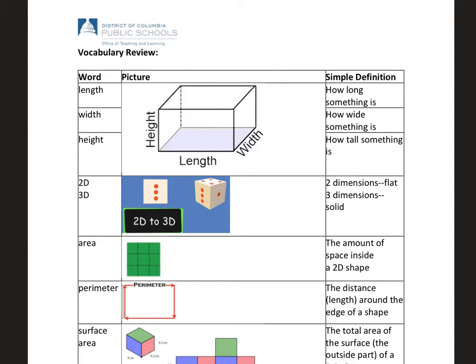Before we get started, I just want to go over the page before the work starts, which is the vocabulary review. These are vocabulary words that you are going to see throughout the week 6 packet. The first few are length, width, and height. Length is how long something is. Width is how wide it is, and the height is how tall something is.